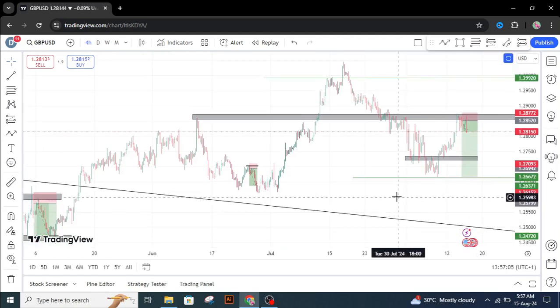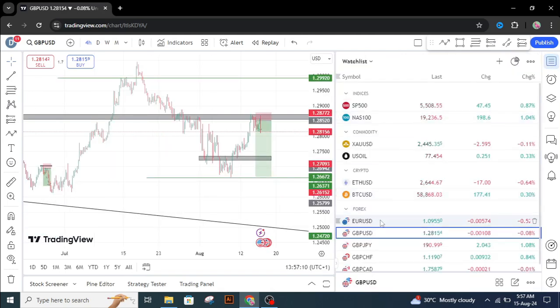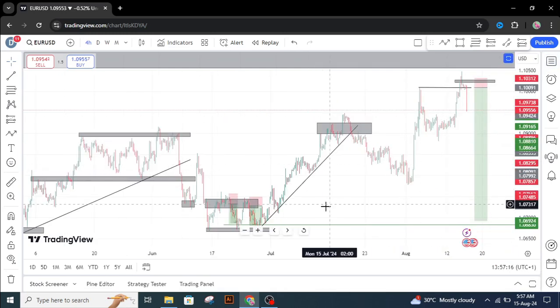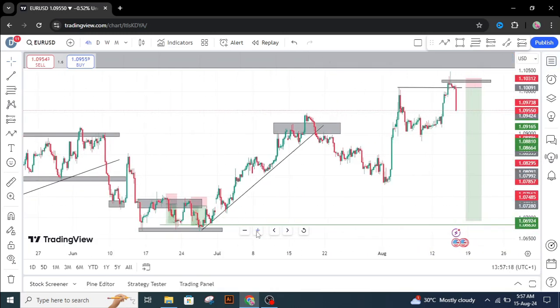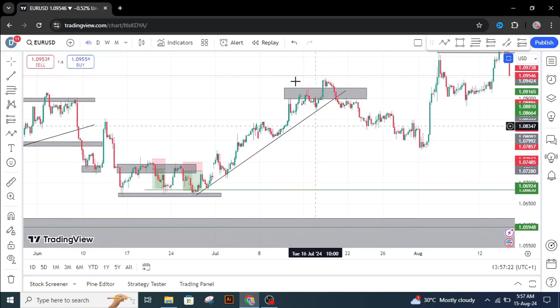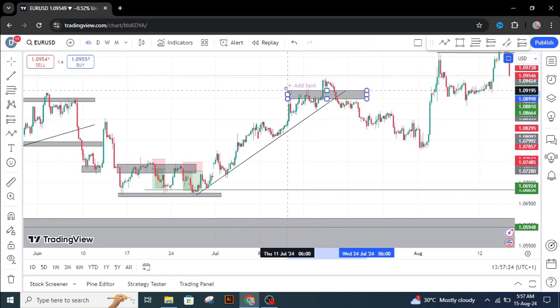So let me show you the head and shoulder pattern, then we can proceed. What I showed you is the reverse head and shoulder pattern. So what I want to show you now is the head and shoulder pattern. Okay, so this trade too, I didn't take it most of the time.